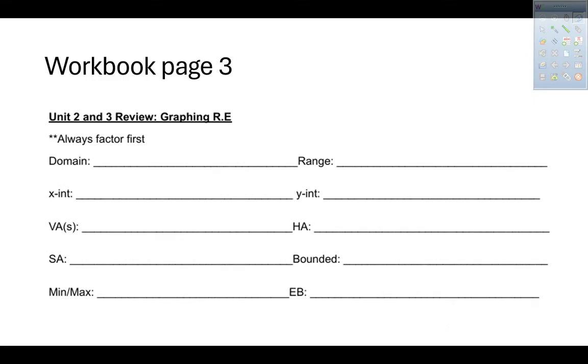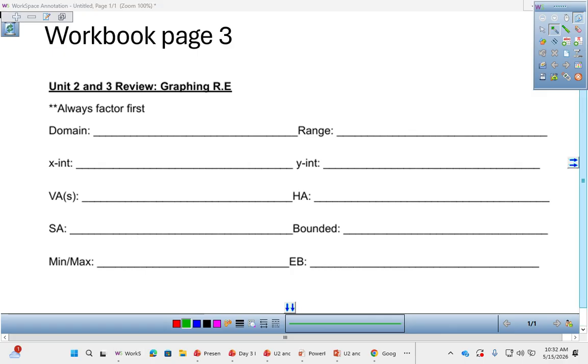So domain is the restrictions, and it comes from the denominator because your denominator can't equal 0. If your denominator equals 0, you get an error, which means it's a domain restriction. So always factor first, and after you factor, you want to set the denominator equal to 0. And that'll give you what x can't be, and you'll write your domain in interval notation.